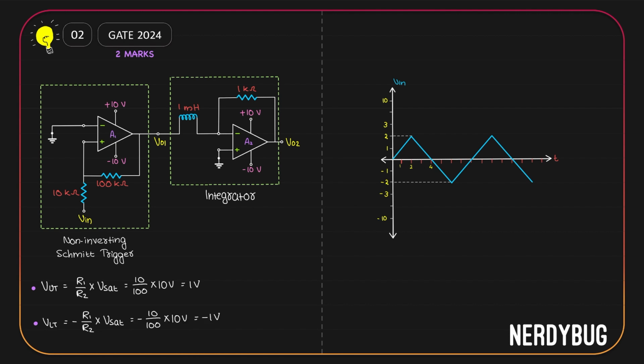Now this means the output of the Schmidt trigger switches from minus Vsat to plus Vsat whenever the input crosses 1 volt, and it switches back from plus Vsat to minus Vsat when the input crosses minus 1 volt.